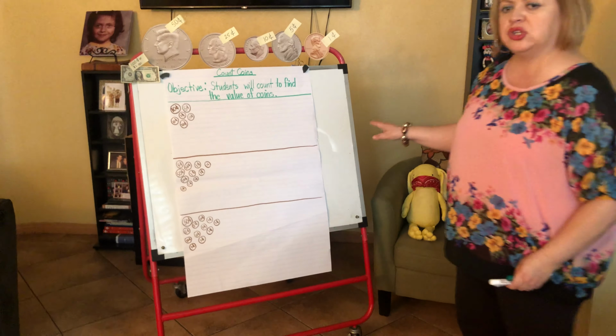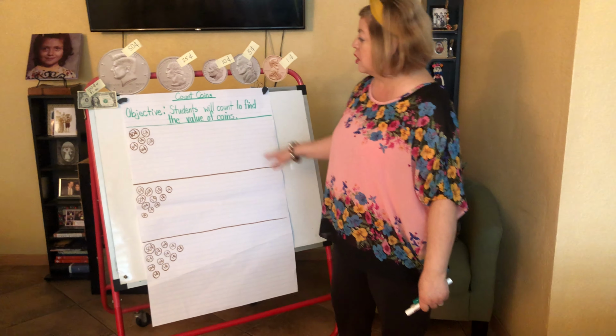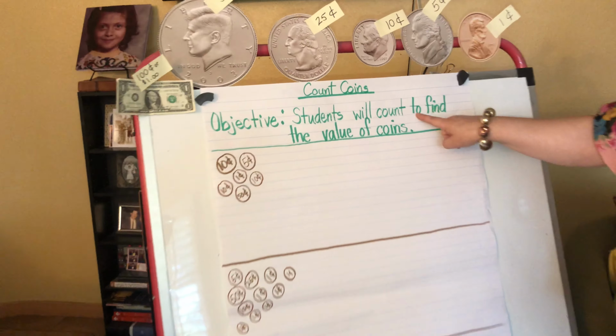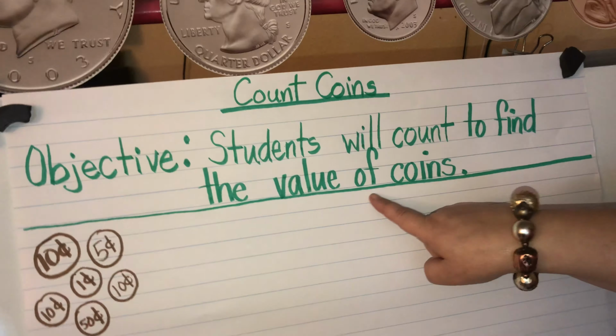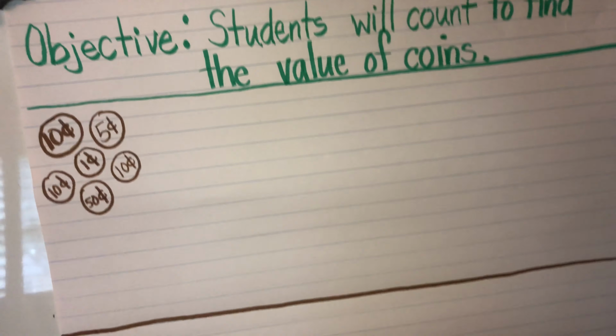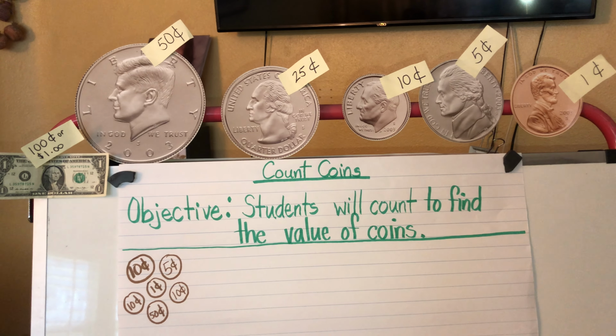Now, before we actually get into the work, let's go back and talk about our objective. So today students will count to find the value of coins. And if you look at our lesson for today, it's very similar to the lesson we just did in the past. The only difference is that we've added a new coin and we've added the dollar bill.